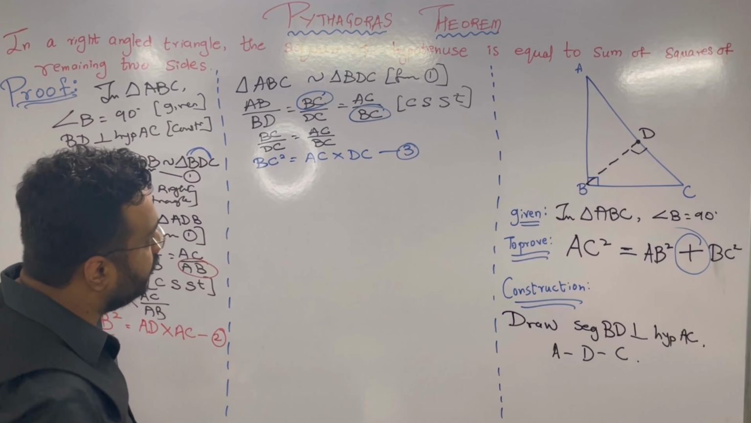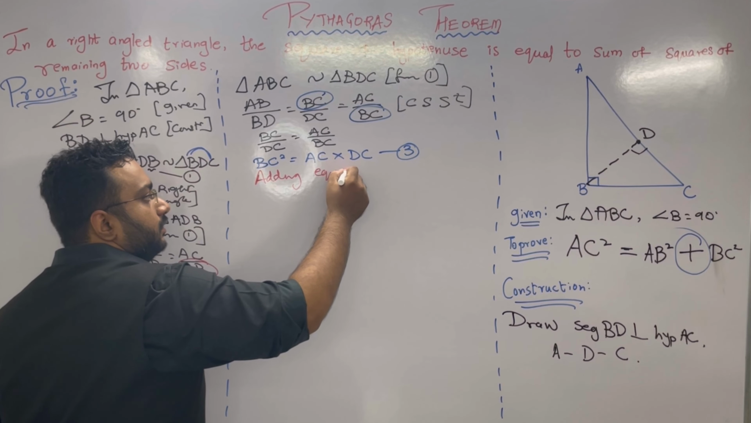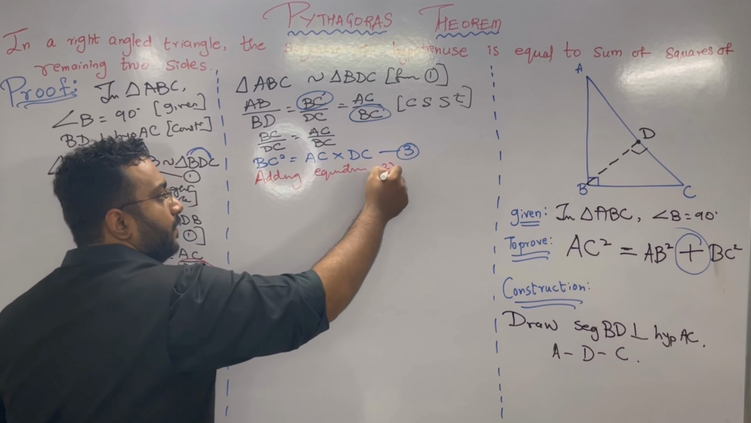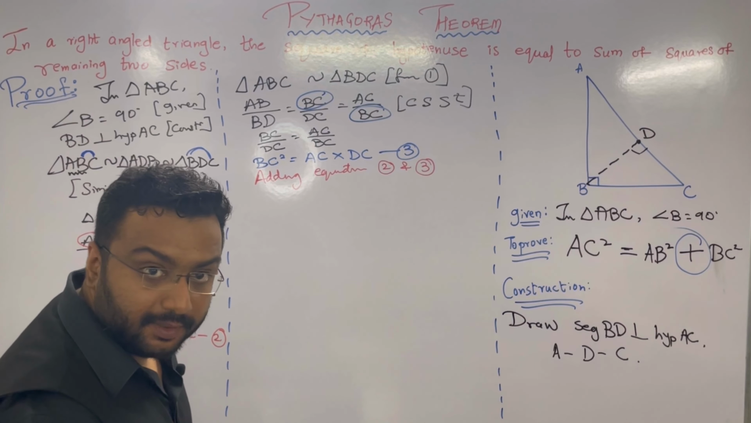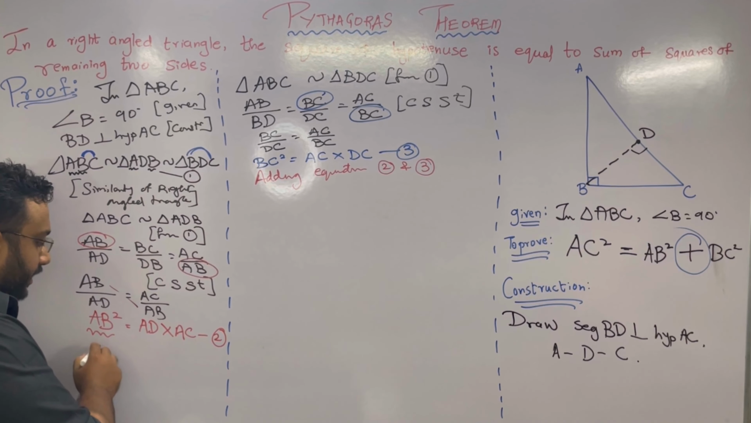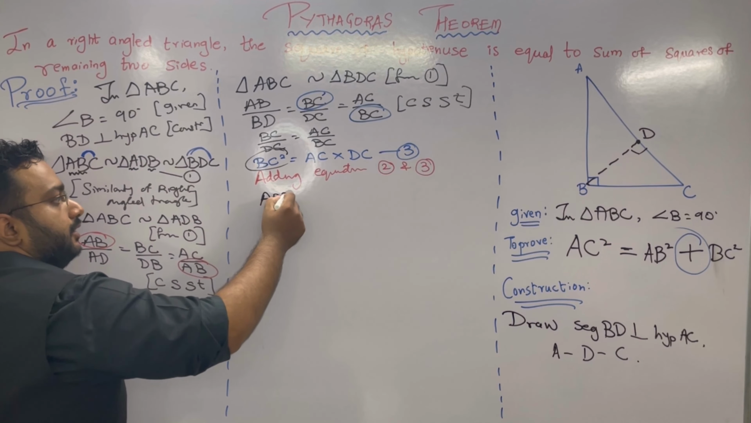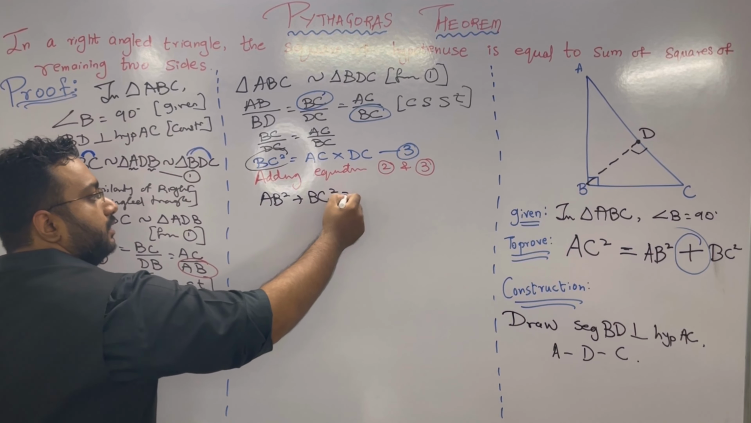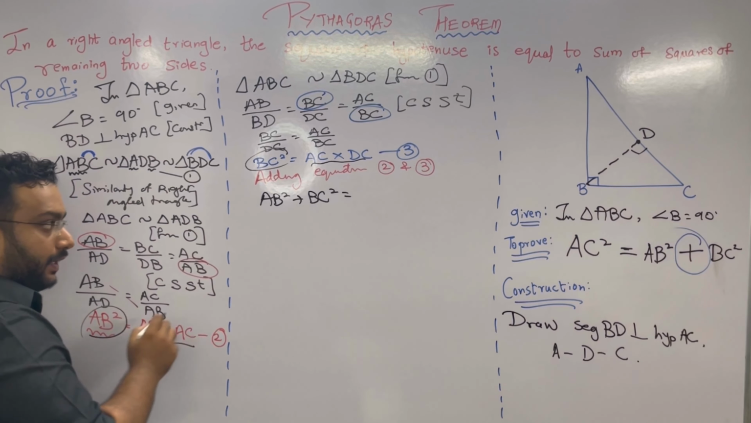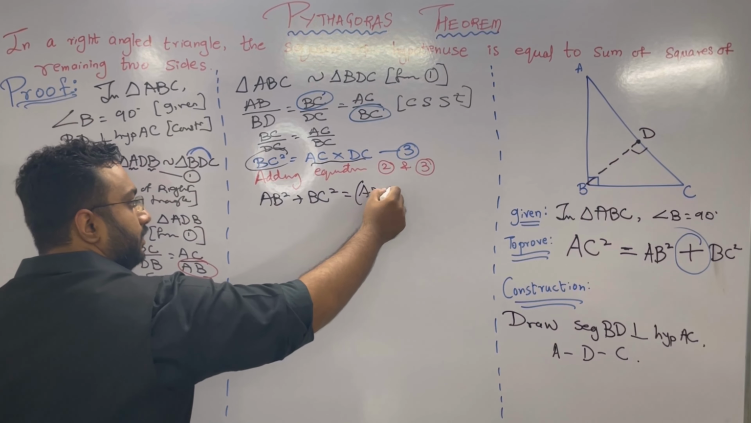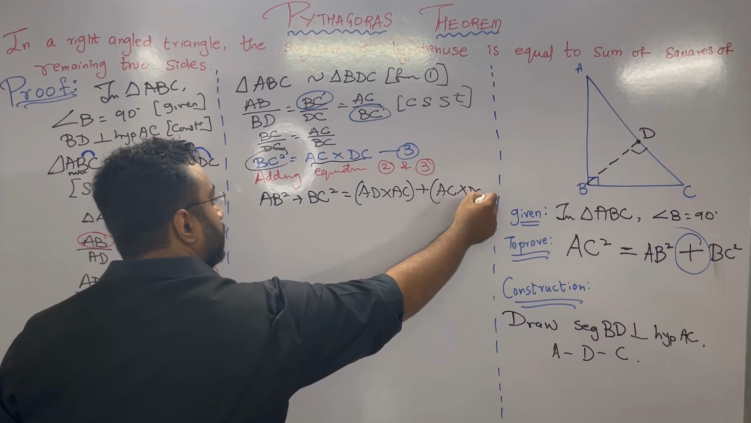So next step will be what we'll write. We'll write adding equations, or you can say equation number 2 and equation number 3. So let's add, and in addition, always remember, always add left side with left side and right side with the right side. So here we have AB square, here you have BC square. So it will be AB square plus BC square is equal to add right side with right side. So here right side is AD into AC. So write in bracket AD into AC plus here we have AC into DC, the right hand side of equation number 3.